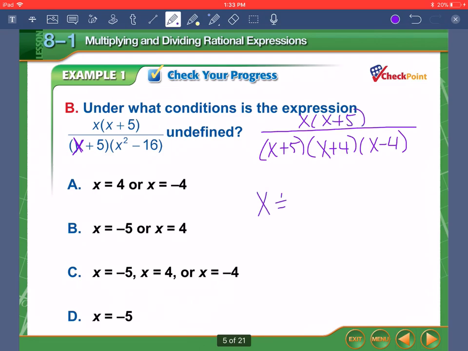So x cannot equal, well, with the way it's stated, what conditions make it undefined? So the x values that make it undefined are x equals negative 5. So if I plug in negative 5 here, negative 5 plus 5 is 0. X equals negative 4. Because if I plug in negative 4 plus 4 is 0. And then x equals positive 4, because positive 4 minus 4 is 0. So I've got 3 undefined values, negative 5, 4, and negative 4.